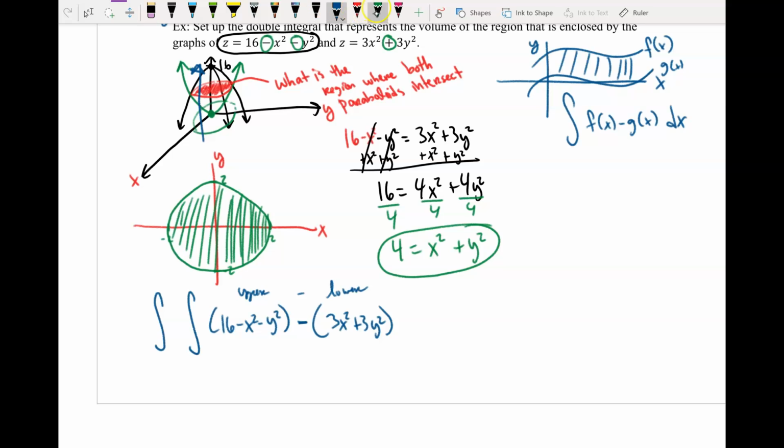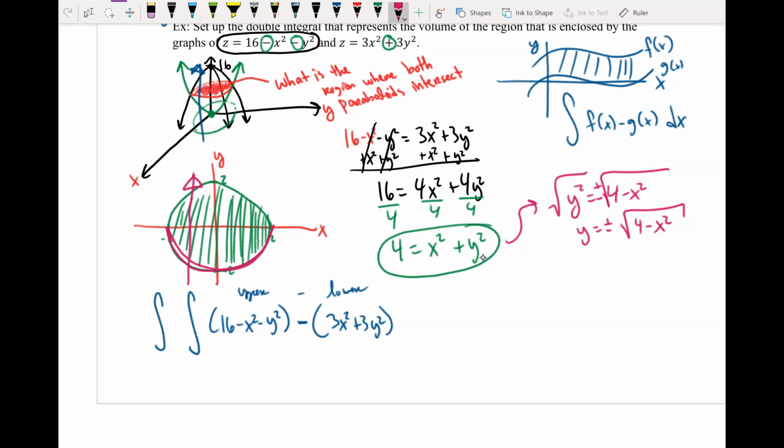All right, so now all we have to do is find the limits of integration. I'm going to just use case 1 for no apparent reason, and I'm going to solve for y. When I solve for it, you get y squared equals 4 minus x squared. Take the square root, plus or minus: y equals plus or minus the square root of 4 minus x squared. So the bottom part of the circle is the negative square root of 4 minus x squared, and the top part is the positive version.